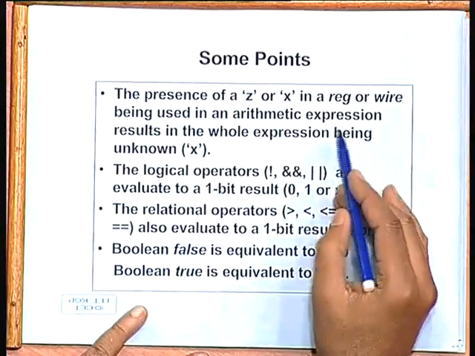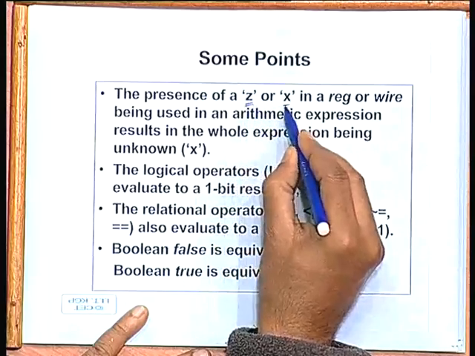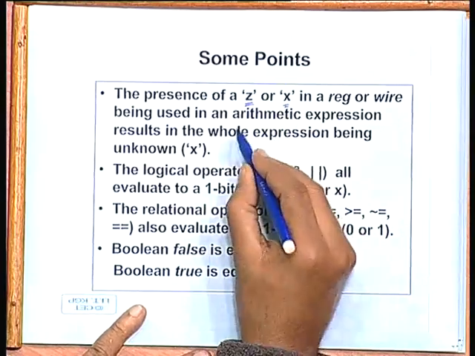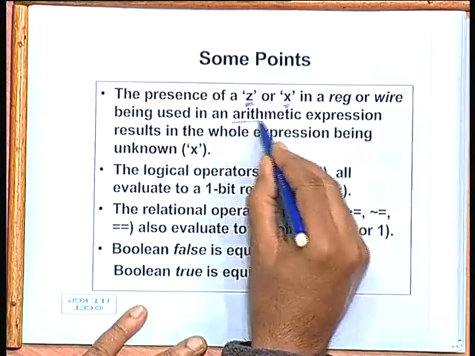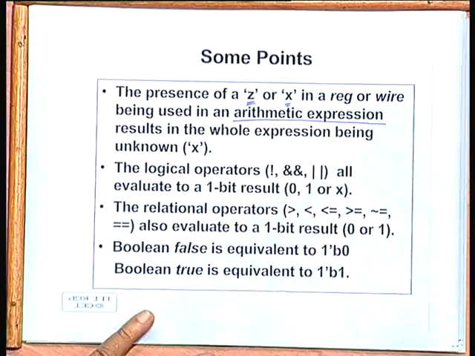Now, there are a few other things you should keep in mind, that if in an expression you have z or x, I mean it is not a logical expression, it is an arithmetic expression, you are doing some addition, subtraction, multiplication, division. If any one bit of any one of the operands is either at x or at z, then the entire result will be x.